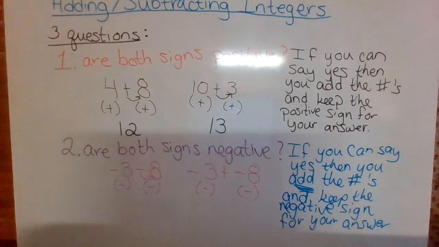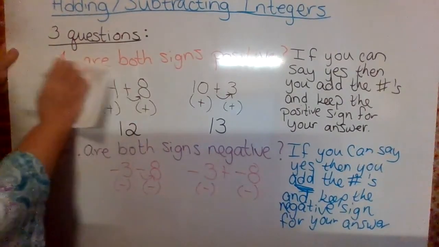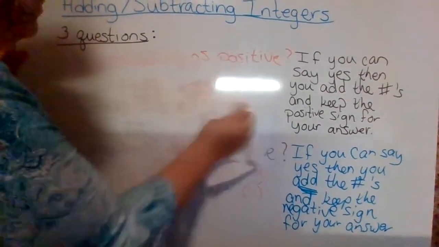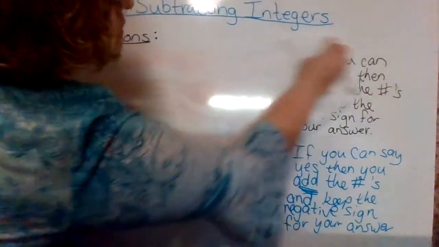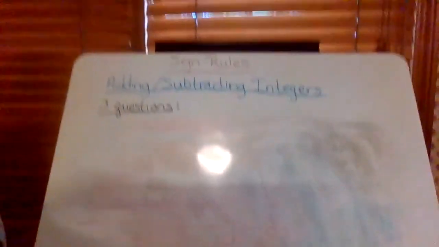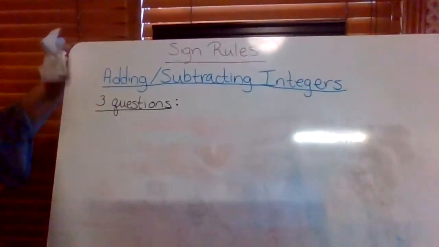Now, we're going to start talking about the third question. Uh-oh. This board does not erase very good. Could be problems. We have to get some cleaner. Oof. My board's falling on me. All right.